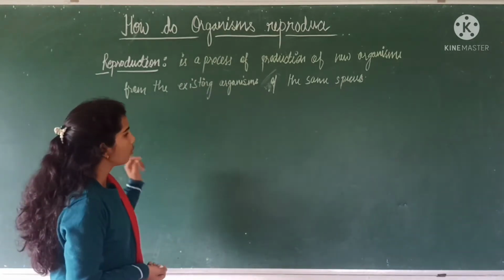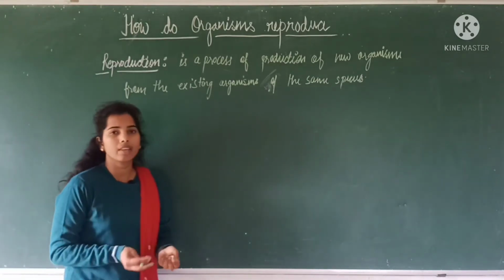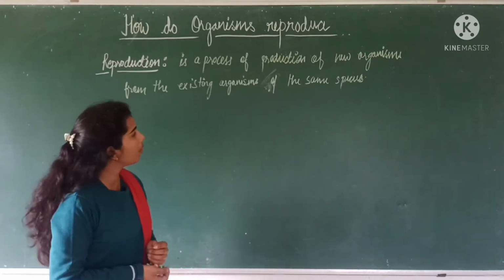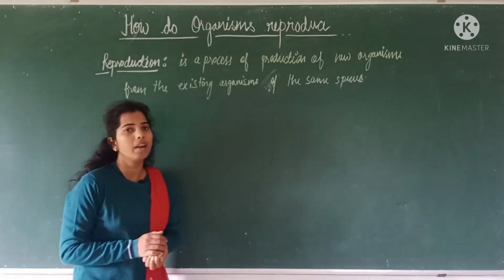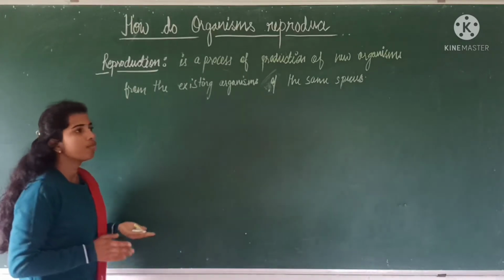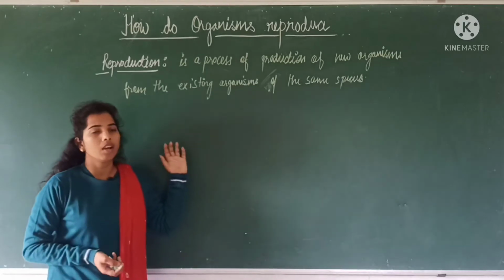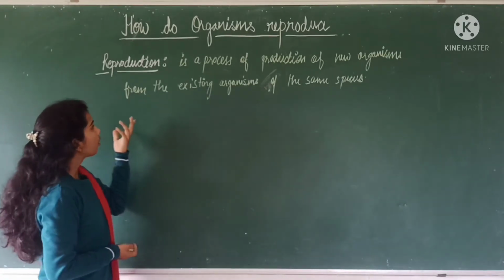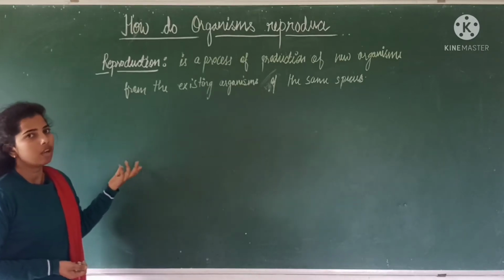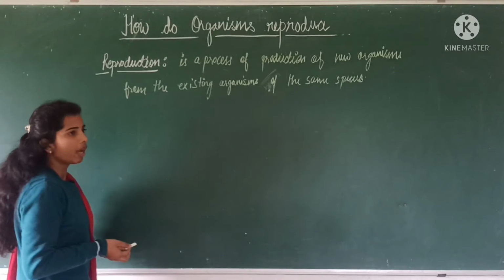New organisms are produced by the process of reproduction. Just like human beings are reproduced by the process of reproduction, all the organisms on the earth are reproduced by the process of reproduction. Reproduction is an essential process for the survival and the continuity of the species on the earth. Now, reproduction is of two types.